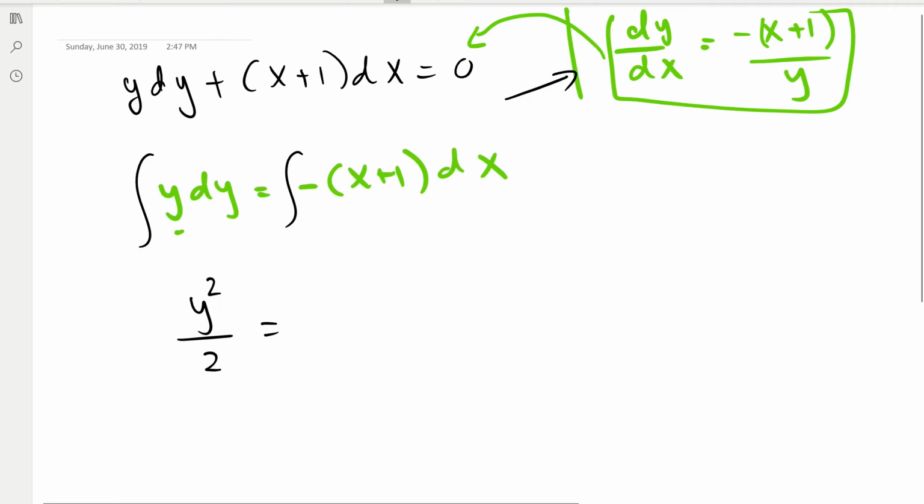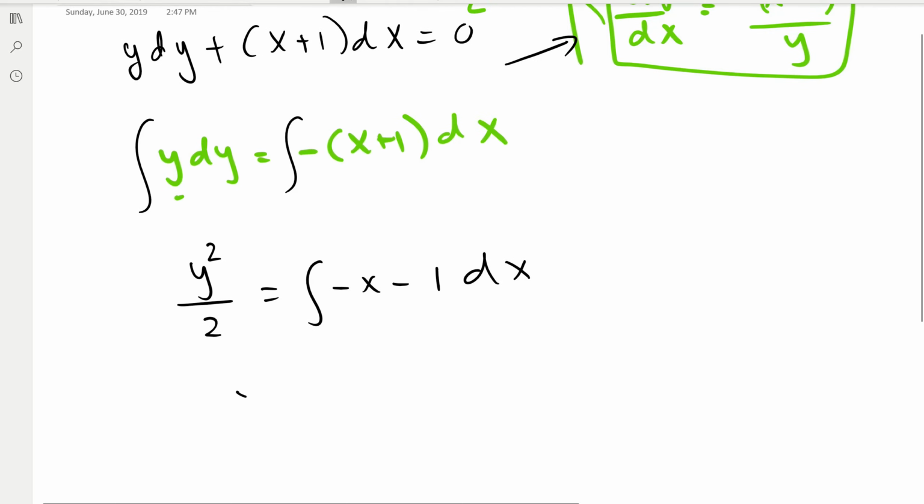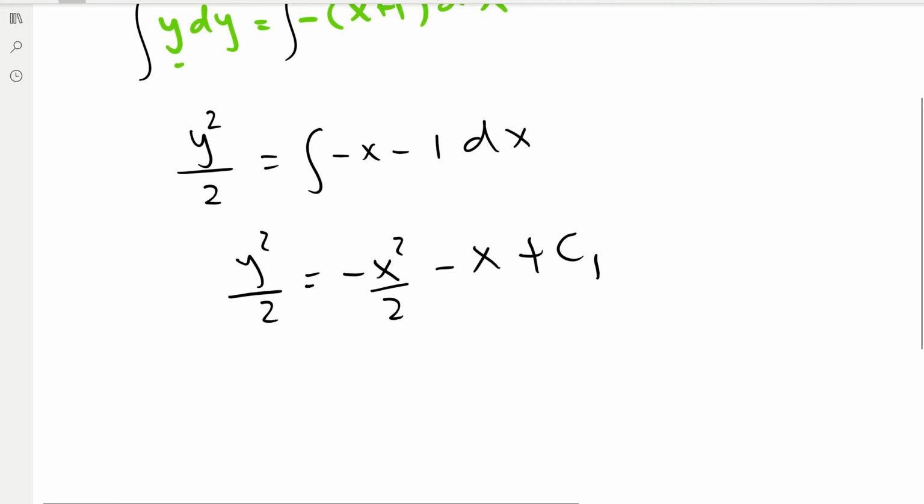Okay, so it's simple. Let's distribute this negative to make sure we don't make any algebraic mistake in the integration. Y square over 2, and if you integrate minus x, it's minus x square over 2. If you integrate minus 1, it's minus x. Constant of integration, c1, an arbitrary constant.